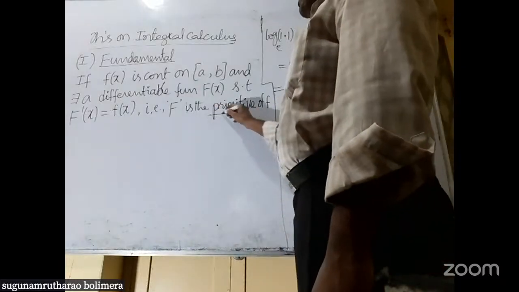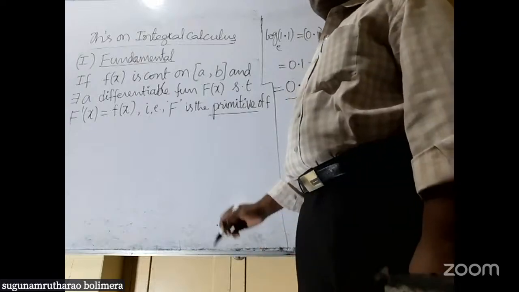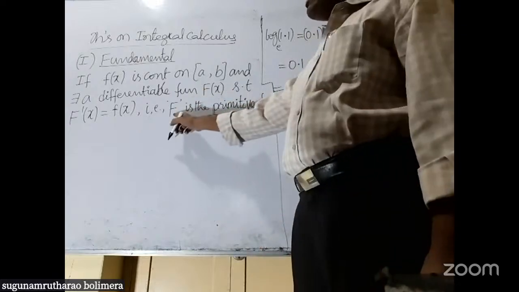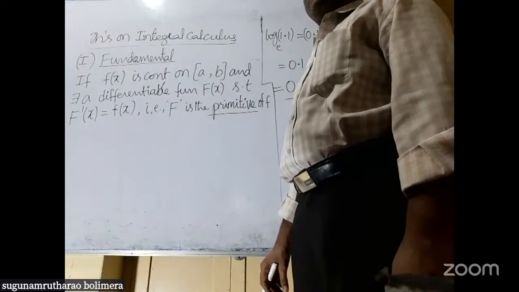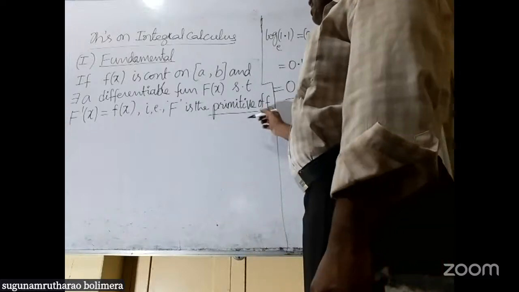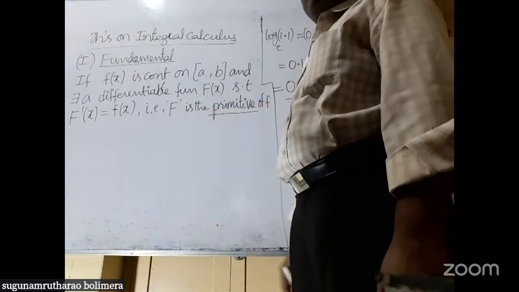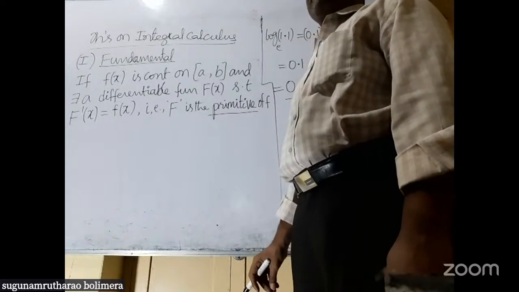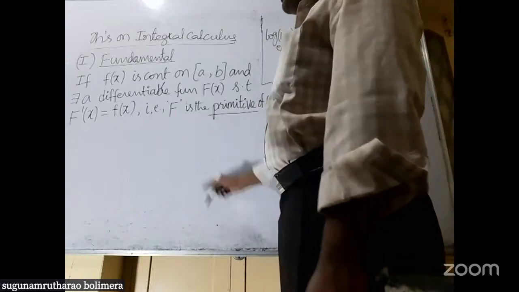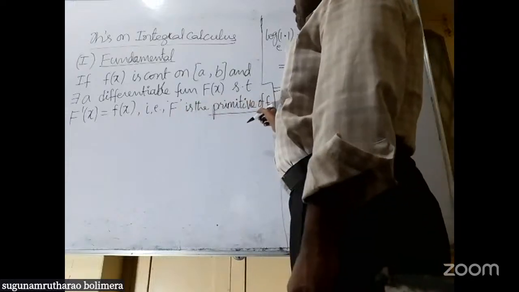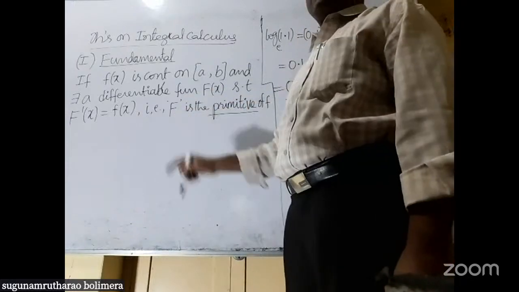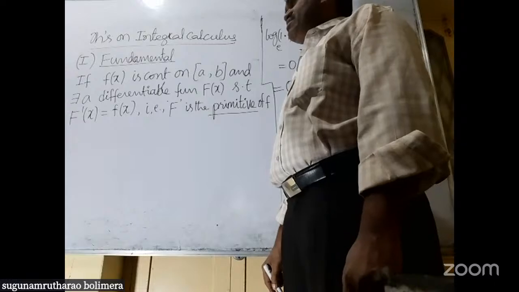Primitive means what? If you integrate small f, you will get capital F. This is the solution of that. Primitive means solution. That means if you differentiate capital F, you will get small f, and if you integrate small f, you will get capital F. So that is the meaning of it.